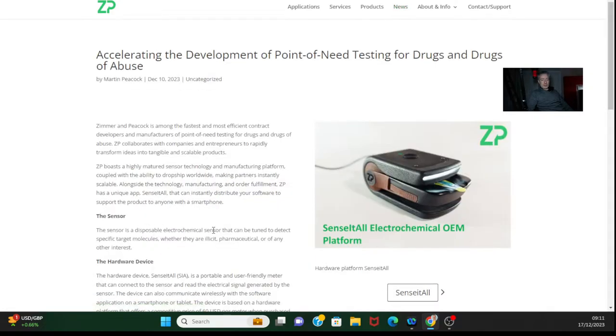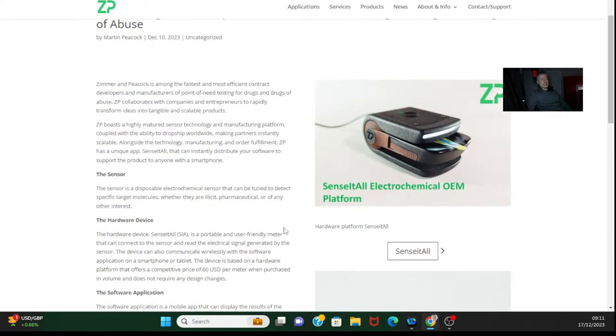One of the pieces of news that we put out this week: at ZP, we are active at this moment in developing point of need tests with clients for drugs of abuse. We just want to put out there that we do have the Sense It All platform. It is the fastest way to get to an MVP, a minimally viable product, between an idea and actual tangible hardware. And you can put it in the hands of real end users.